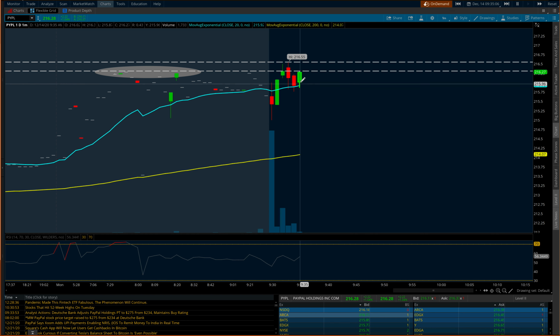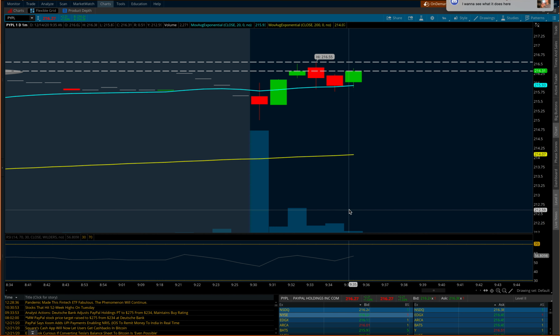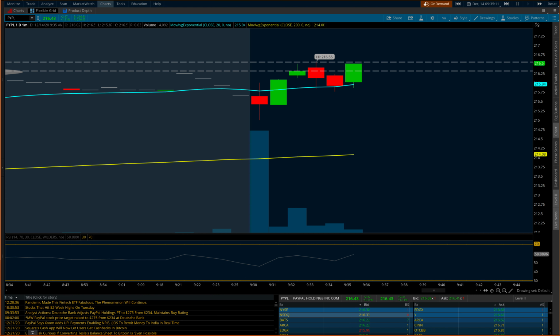So we have a nice bar right here. Nice bar coming up right there. And it's getting really close. We're getting ready to enter at that break right here. Right here, we entered right at that break. There's no gap, nothing telling us not to enter.